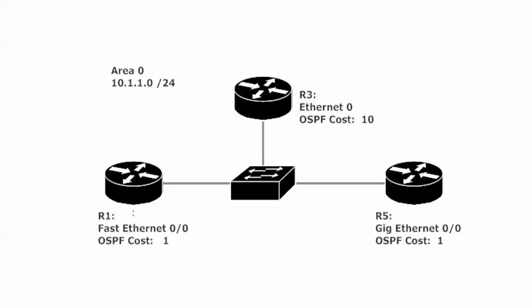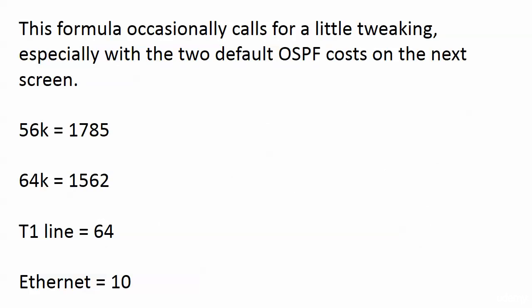And here's the lab that we're working with and the costs that we're working with right now. And I say right now because the topology is not going to change, but those costs are going to change. Just put all 3 routers in area 0, 10.1.1.0/24. You can see that router 3's Ethernet 0 interface has a cost of 10, and router 1 and router 5 interfaces both have a cost of 1 as well. One being a fast Ethernet interface, that's on router 1, and a gig Ethernet on router 5.